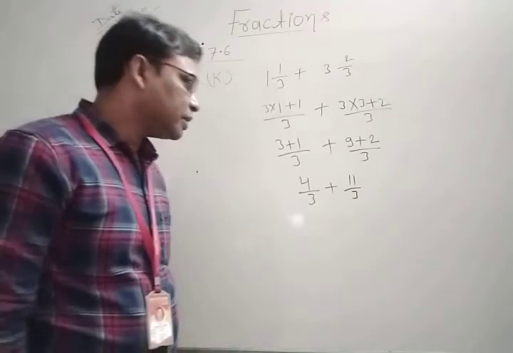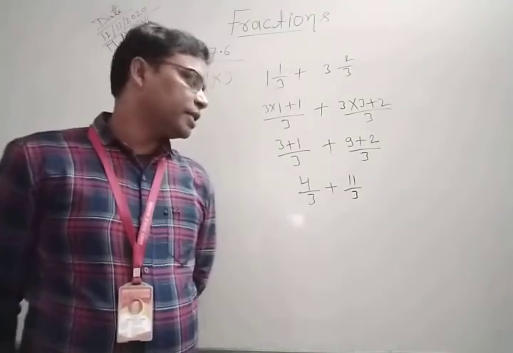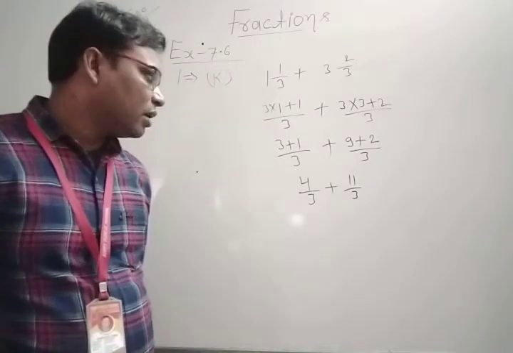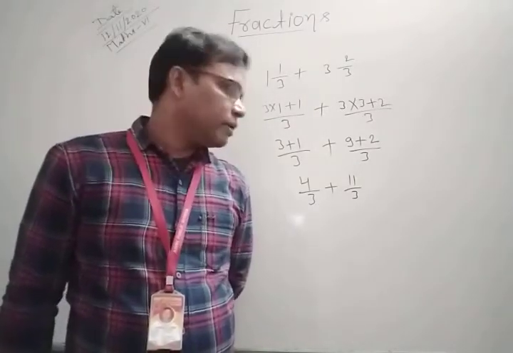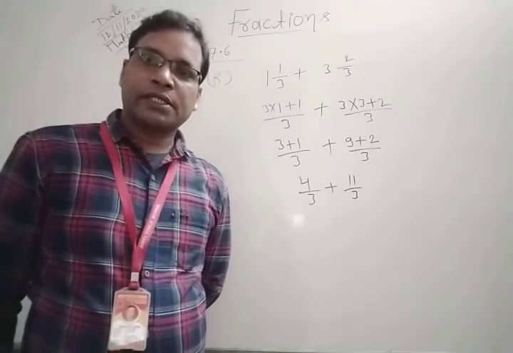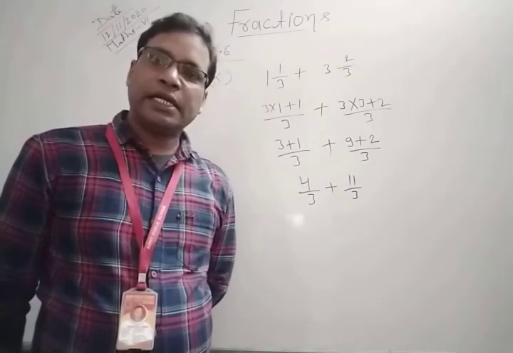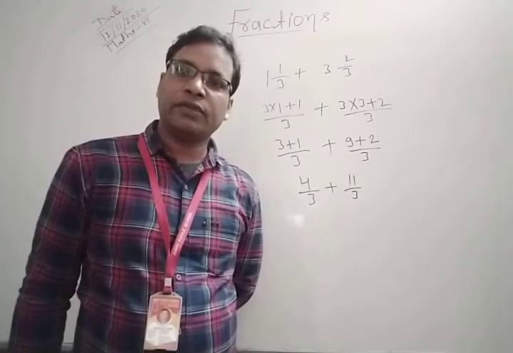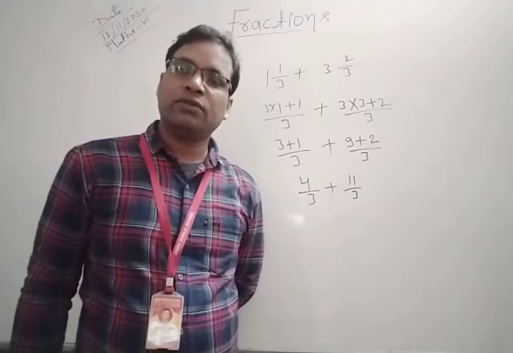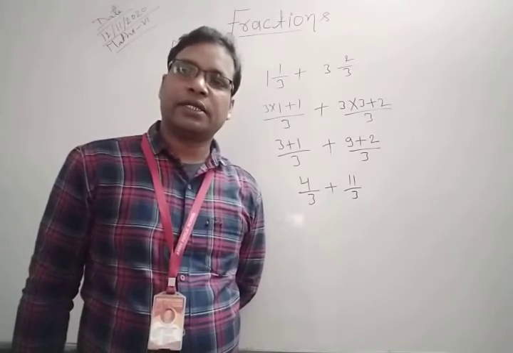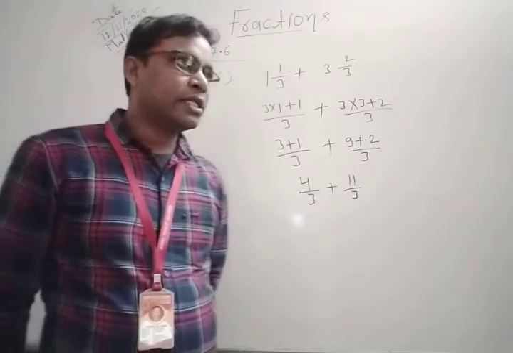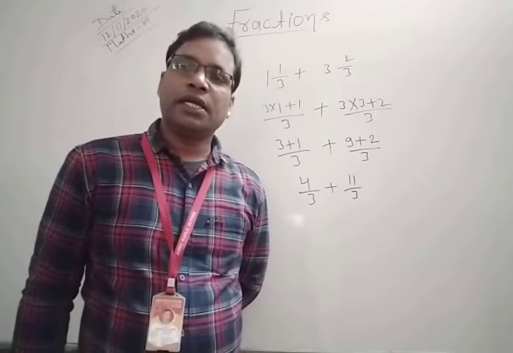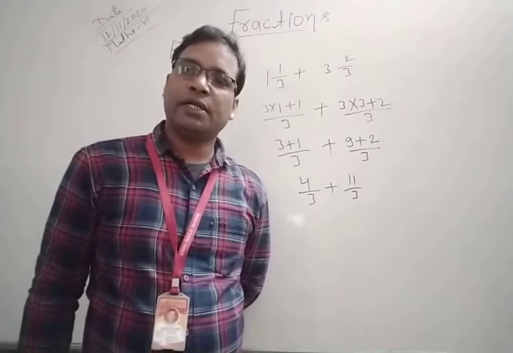Clear? So here you can see we have the fractions 4 by 3 and 11 by 3. These are like fractions. How can you recognize whether they are like fractions or not? Because both fractions have the denominator 3. If the denominators of two or more fractions are the same, then you can say they are like terms. In the case of like terms, for addition or subtraction we add or subtract their numerators, not denominators. We write the denominator as it is.